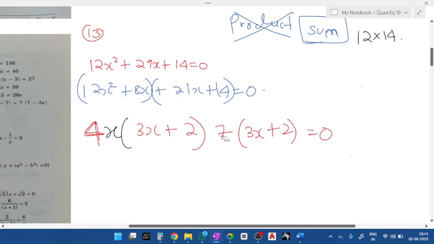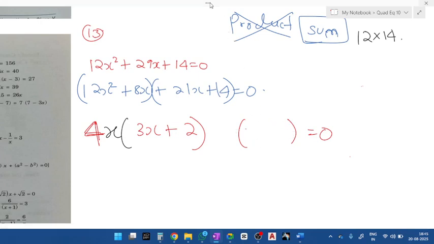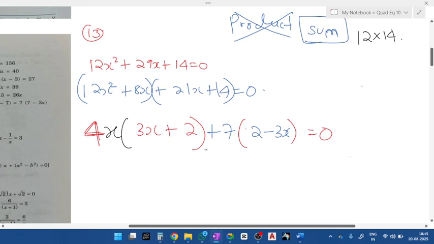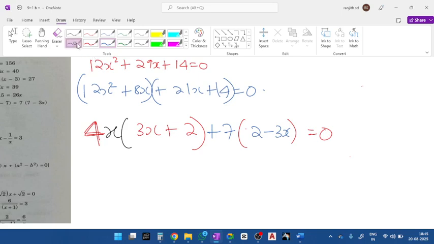Okay, one more thing, students. Look here. All of you will concentrate. Look at the screen. Plus 7 is given, 2 minus 3x. Are they same or different? Bracket. All of you will answer. Bracket value same or different? Different. How do you make it same?